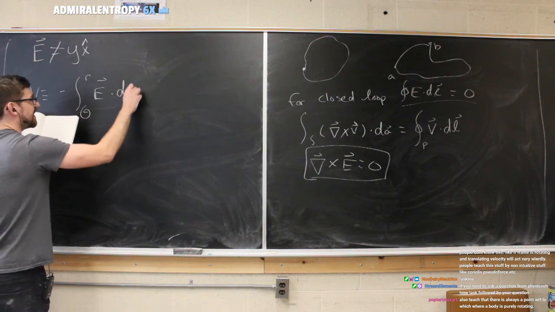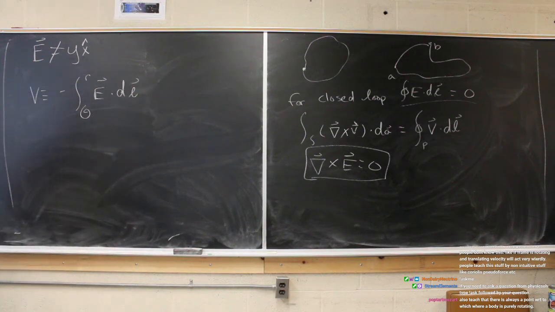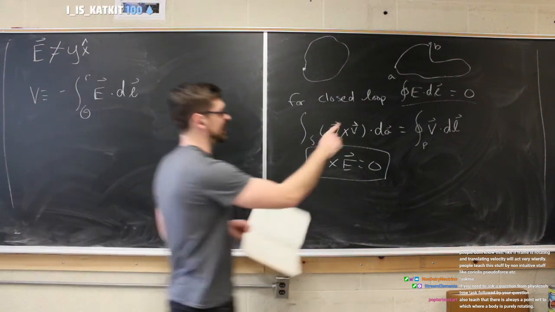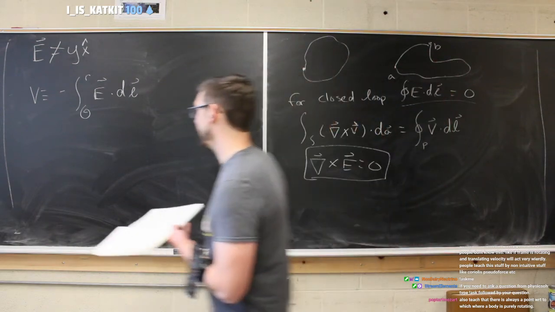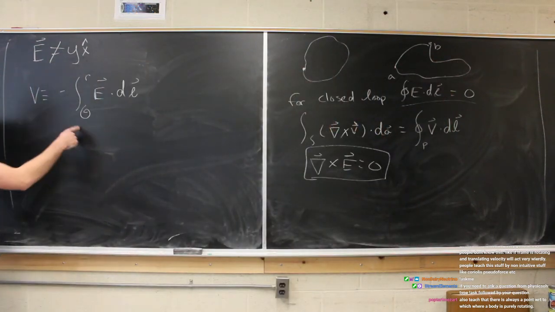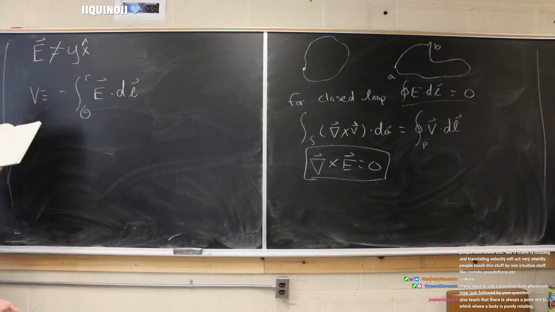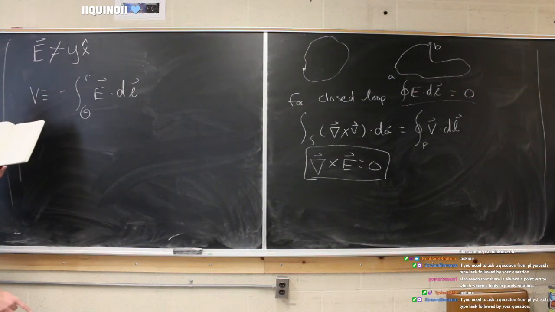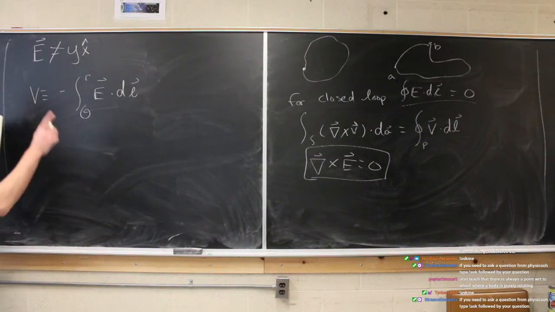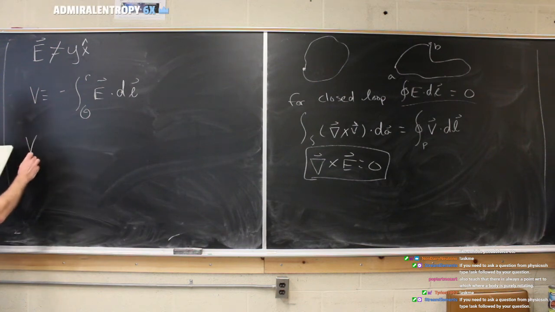E dot dl is going to be the path, and we're just going to pick some random path. So again, go over to here. We'll just pick A and B. We're going to start at some origin point and then go to some radius distance away. So we're going to pick arbitrary points of two things so we can find a potential difference.